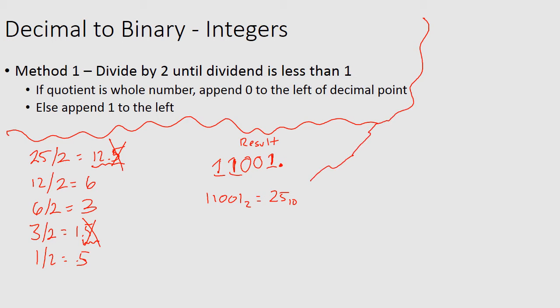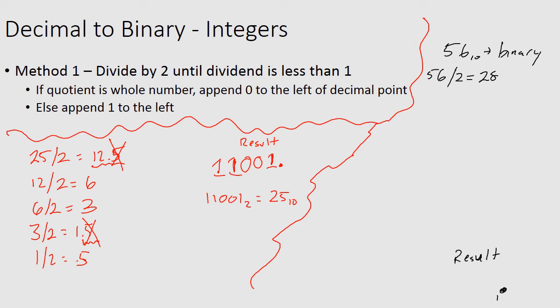And to just clarify it a little bit more, I will do another example. So let us convert a number, let's say 56, into binary. We're going to write our results down here. And we're going to add our decimal place right there. So first we do 56 divided by 2. And we get the result of 28. And because 28 is a whole number, we append a 0 to it, to the left of the decimal point.